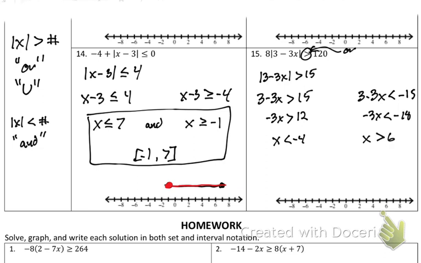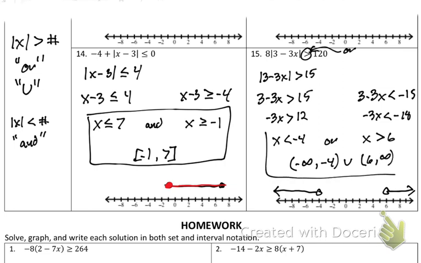Now, I already know this is an or statement, but you don't have to memorize it. You just have to go down to the graph and see what it looks like. So x is less than negative 4, so our arrow goes this way, and x is bigger than 6. There is no overlap, so this must be an or statement. Or statements look like this: we'll have negative infinity going to negative 4 with parentheses. We're going to union that with 6 to infinity. And that is how we deal with inequalities when we're doing absolute values.